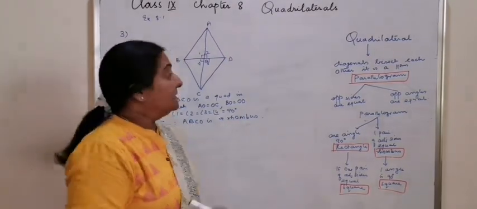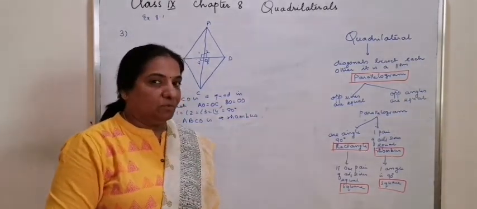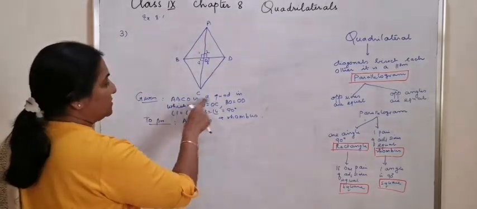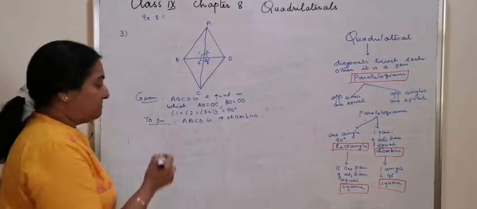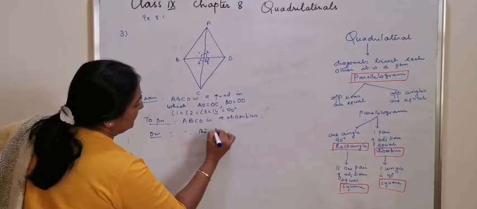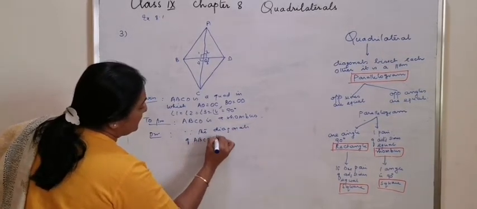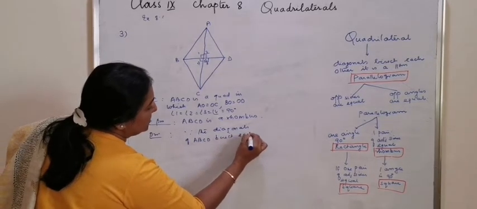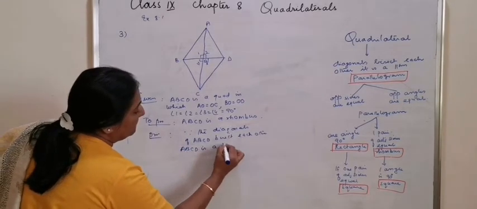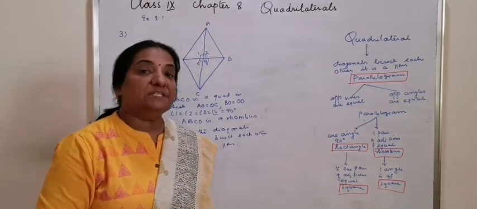By the condition that if the diagonals bisect each other in a quadrilateral, it's a parallelogram. First of all, we can prove ABCD is a parallelogram because it's a quadrilateral in which the diagonals bisect each other. So, since the diagonals of ABCD bisect each other, ABCD is a parallelogram. So now the first condition, ABCD is a parallelogram, is proved.